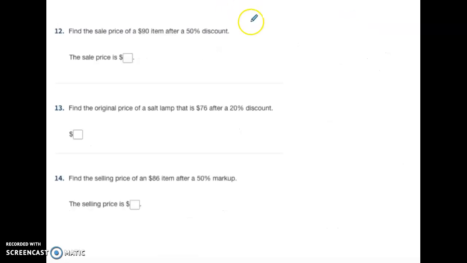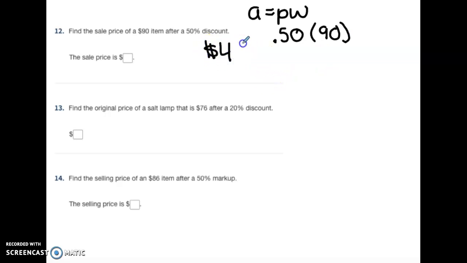Okay, moving on to discount and markup. Discount and markup, we're back to our A equals P times W. Find the sale price of a $90 item after a 50% discount. So if it's 50% off, I'm paying 50%. So that's what I'm going to put in for the percentage. Remember to put it in as a decimal. We want to find the sale price of a $90 item. So $90 is the whole. 0.50 times 90 is $45.